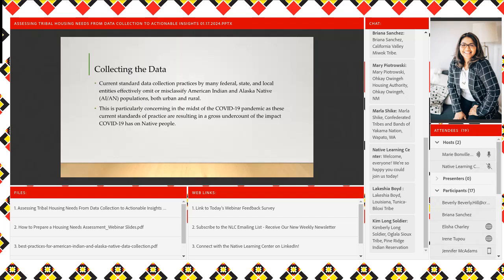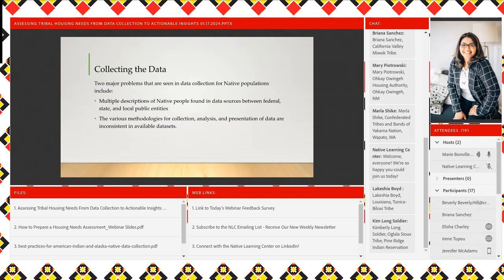And so again, those practices of not classifying Native communities properly has created a gap in the amount of information we can collect from these larger data sets. So I will say that there's multiple descriptions of Native people found in data sources, both between the federal, state, and local entities. And then there's just a lot of different ways in which they've been collecting this data that may not be culturally responsive or appropriate. So collection, analysis, presentation of the data is sometimes inconsistent as well.